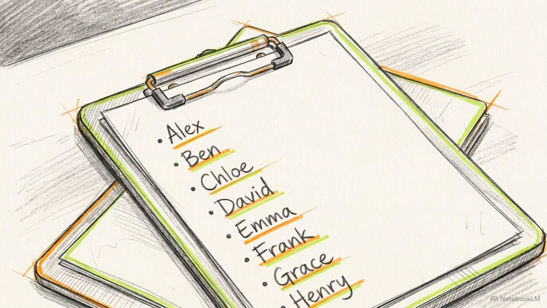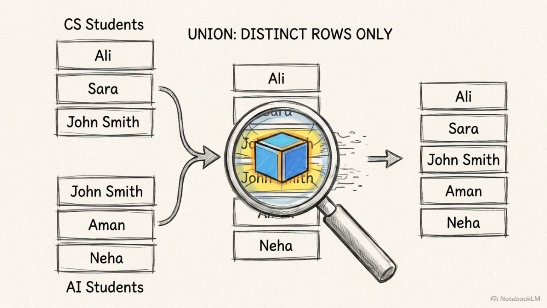Our first tool for this is called Union. This is how you create that clean master guest list. When you tell the database to union the two lists, it stacks them together. But here's the helpful part. The database automatically spots students like John Smith who appear on both club rosters. It drops the extra entries, giving you a final list where every name appears only once.